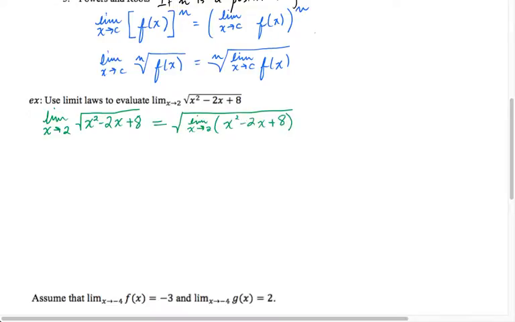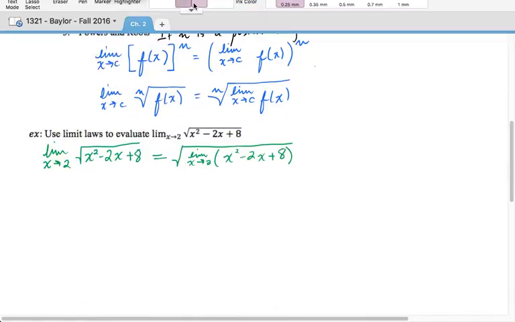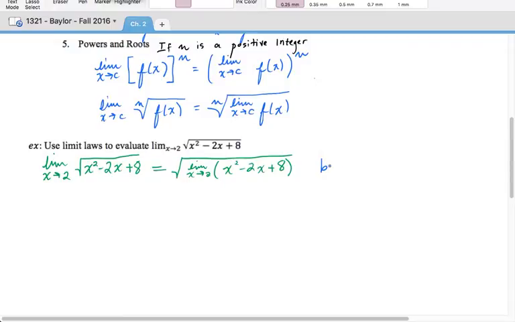And that is by rule number 5, the one right here, powers and roots. I'm just going to put that number 5 is what allows me to pull the limit under the radical. You do not have to quote the numbers or the rules at all. You just have to be able to show your work step by step.